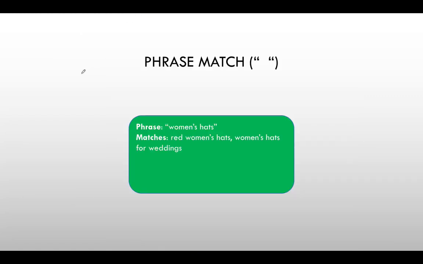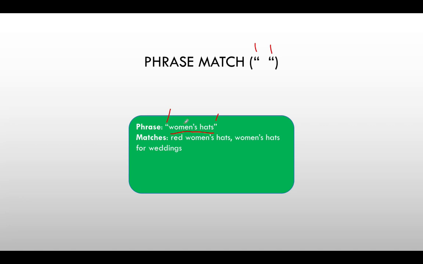The next match type is phrase match. So in phrase match, we usually add double inverted commas before and after a phrase. Like in this case, can you see the keyword is women's hats, and we've added a double inverted comma sign before and after the keyword. That means you are telling Google, trigger my ad only if the user's search query contains this phrase, women's hats, and in the same sequence.